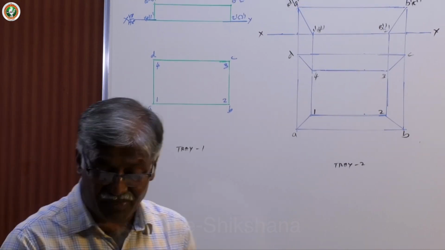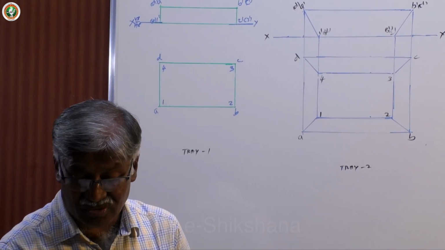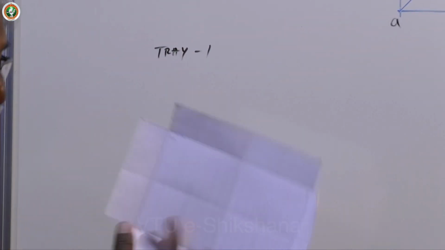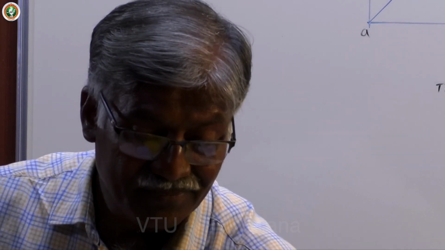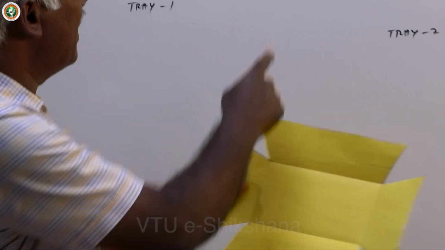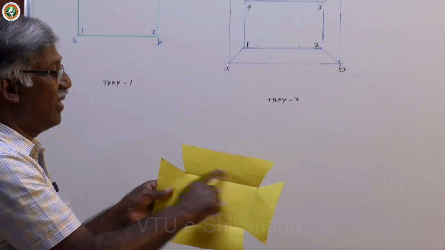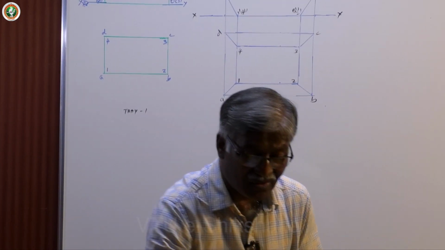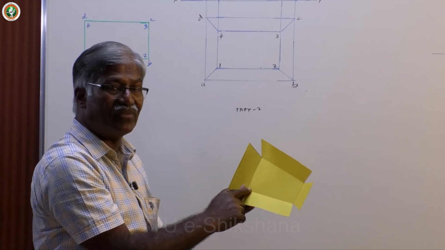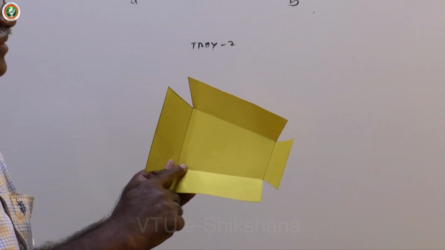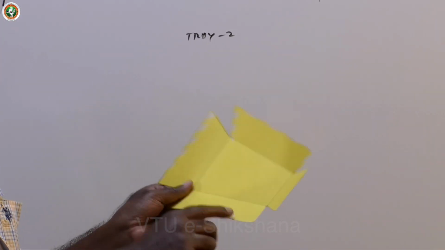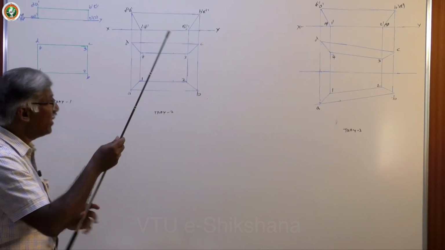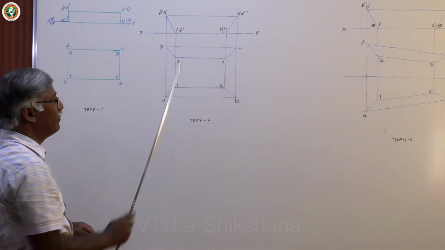Before that, let me show you how the development looks like. For the first one, it looks like this development. I will show you how to do it. Again, second one, this is the development. This is the base of the tray and these are the side surfaces. Next comes the inclined surface, which is having the trapezium shape for the base of the tray, and these are the side surfaces. Again, we can do it for the same height and different height. Here I have taken the same height both sides. So all the three models.